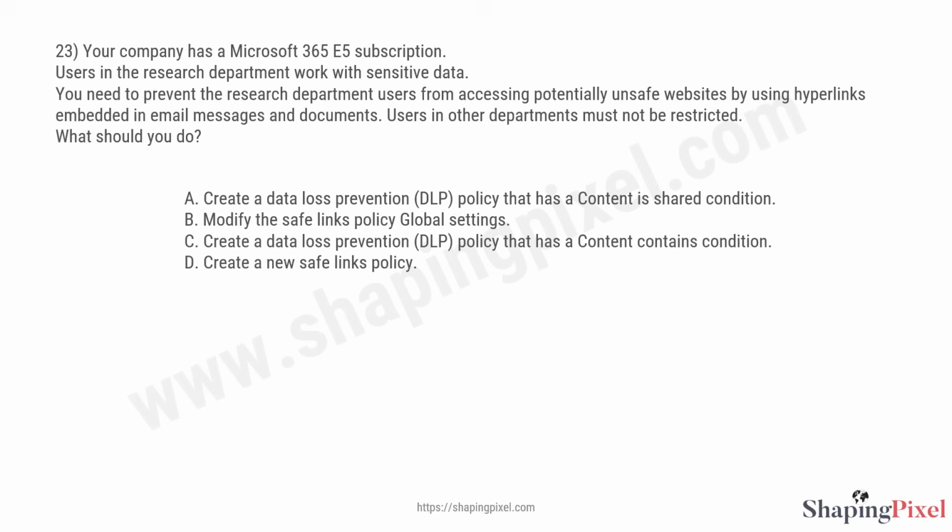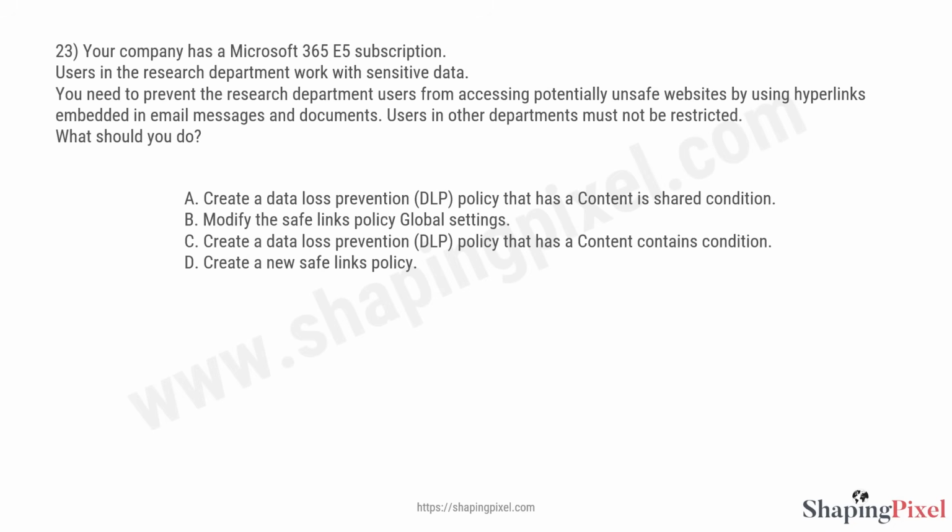So question number 23. Your company has a Microsoft 365 E5 subscription. Users in the research department work with sensitive data. You need to prevent the research department users from accessing potentially unsafe websites by using hyperlinks embedded in email messages and documents. Users in other departments must not be restricted. What should you do?